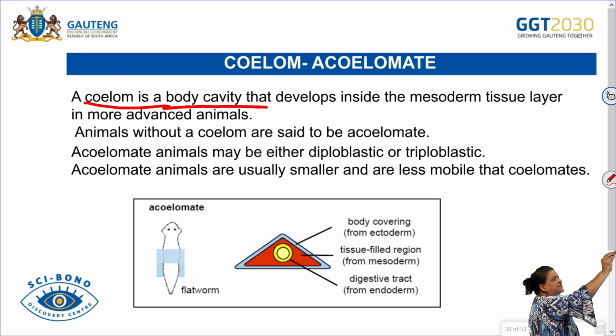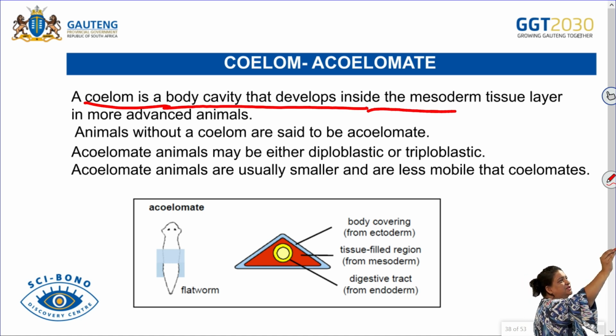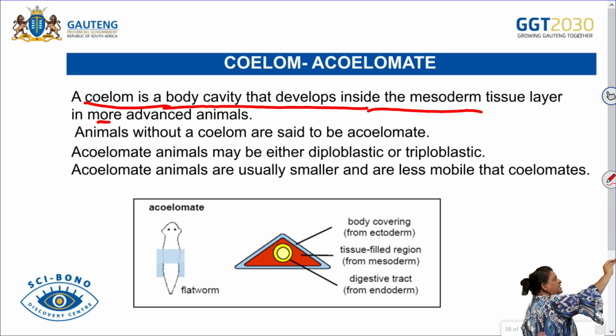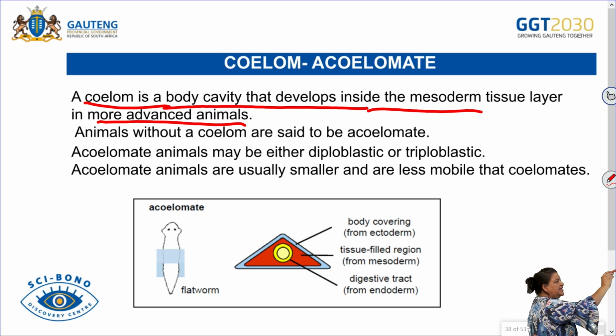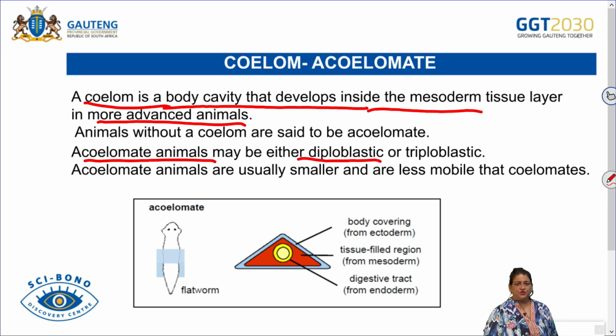A coelom is a body cavity that develops inside the mesoderm tissue layer, and in more advanced animals, like we spoke about the earthworm having a coelom. Right. Acoelomate animals may be diploblastic. That means a flatworm has an ectoderm and an endoderm, only two layers, and they don't have a coelom, so they are acoelomate. So animals with a coelom, like your annelida, are coelomate.